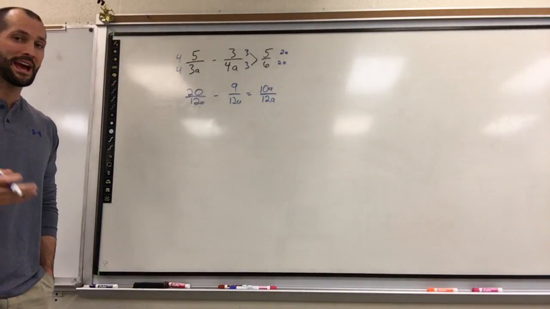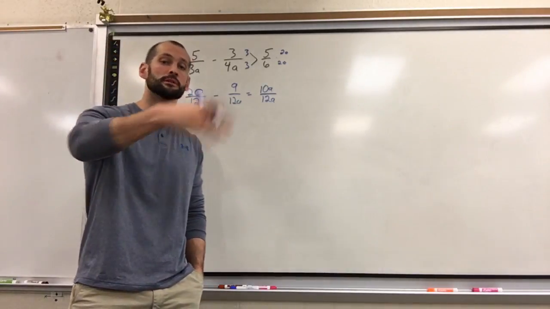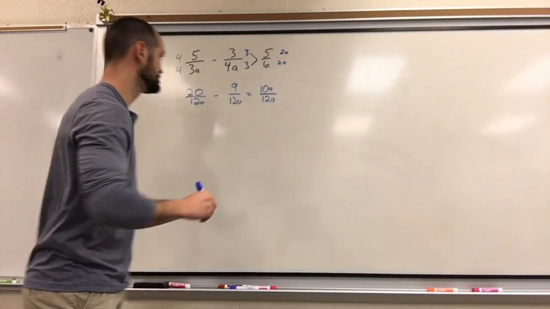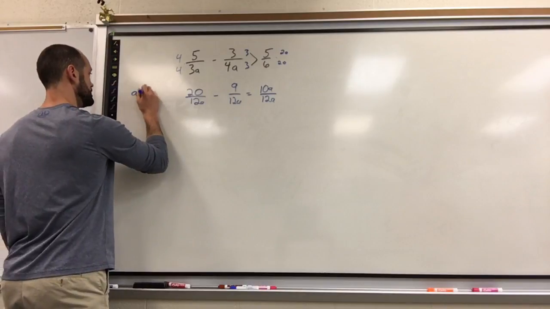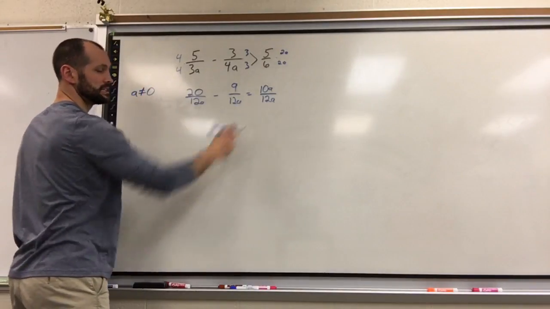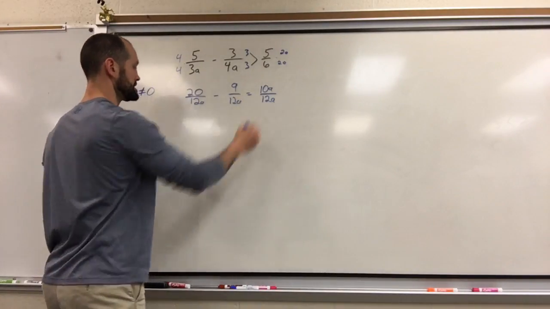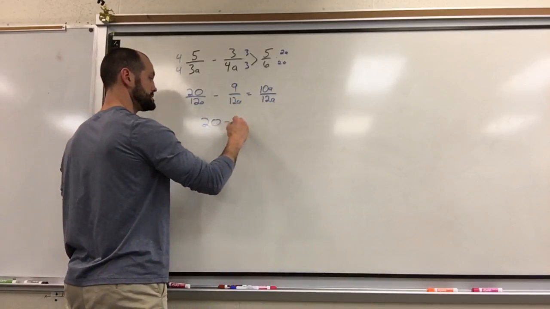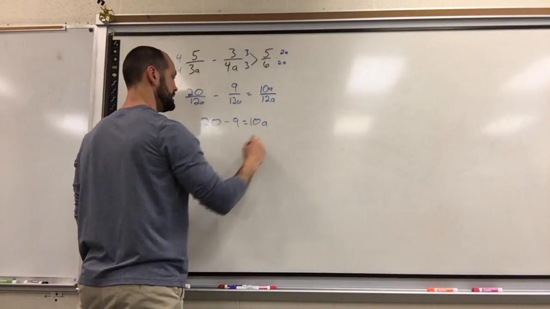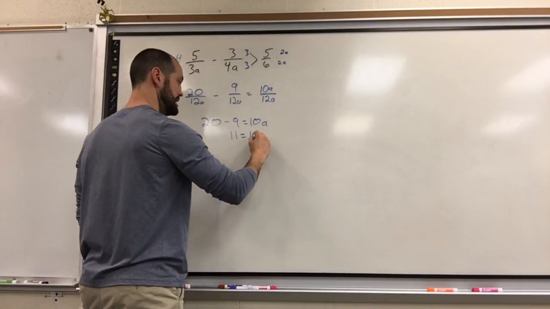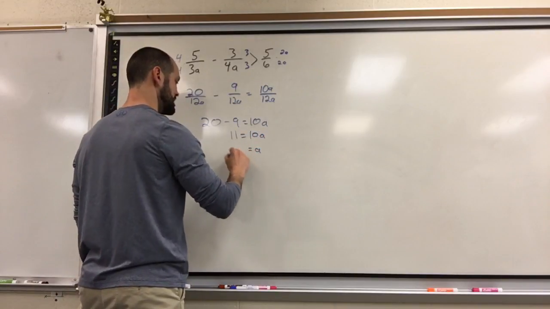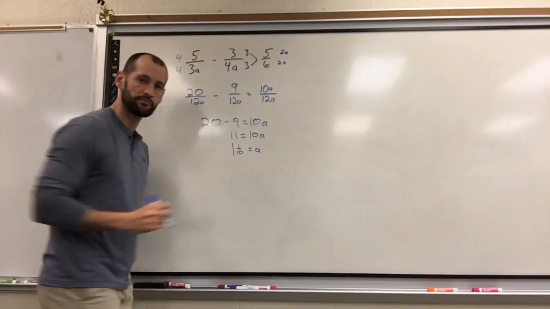All right, we have the same denominators, but it is important. Look, what is my excluded value? 0. That would make a denominator 0 here. I look at the tops now. 20 minus 9 equals 10a. 11 equals 10a. So a equals, I'm going to make it 1 and 1/10.